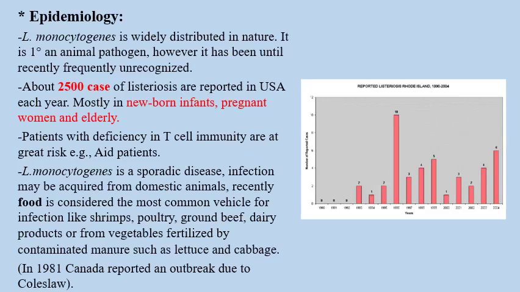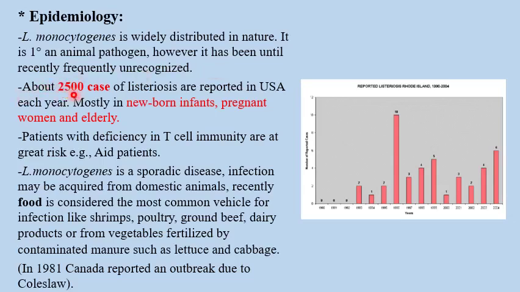Epidemiology. Listeria monocytogenes is widely distributed in nature. And as we said, it is a primary animal pathogen. However, it has been, until recently, frequently unrecognized. Now we can understand why we say that, because as we said, its morphology can be similar to other bacteria, and even the clinical manifestation is not highly characteristic in its symptoms.